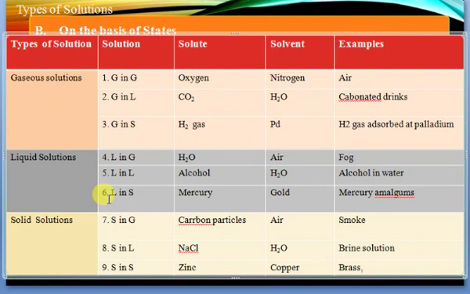The sixth type is liquid and solid. The liquid here is mercury. Mercury is the only element in the periodic table which is in liquid state, and the other part is the solvent, which is solid gold. Gold in the periodic table has the symbol Au, with atomic number 79. So mercury amalgams are the example of liquid and solids.